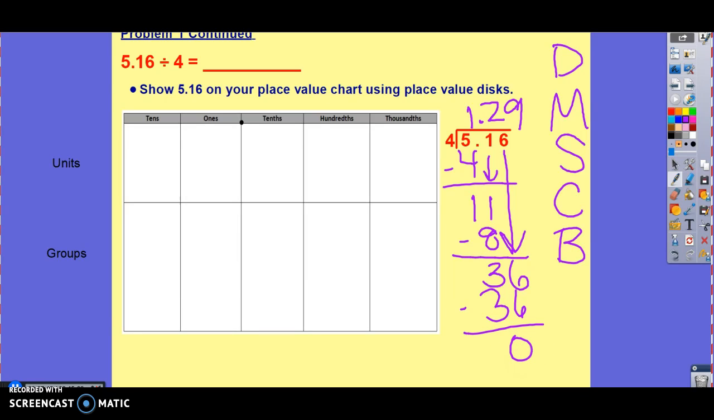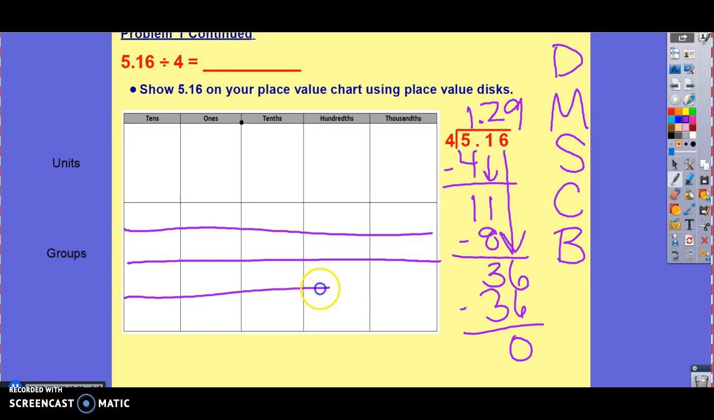So now let's see how we would put 5 and 16 hundredths into 4 equal groups going across our place value chart. In the ones place, we're going to put 5 ones. In the tenths place, there's 1 tenth. In the hundredths place, there's 6 hundredths.